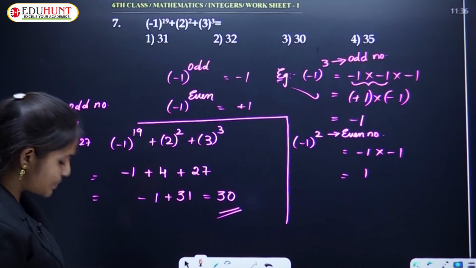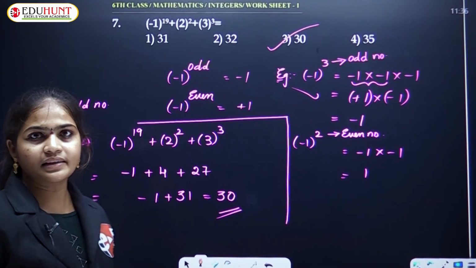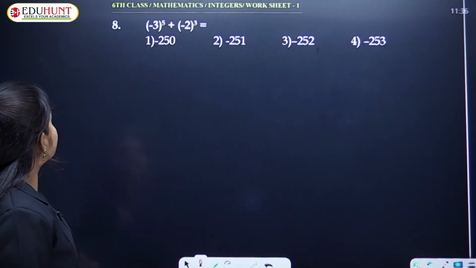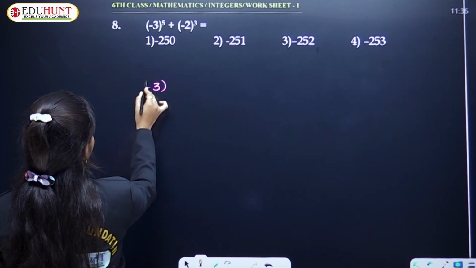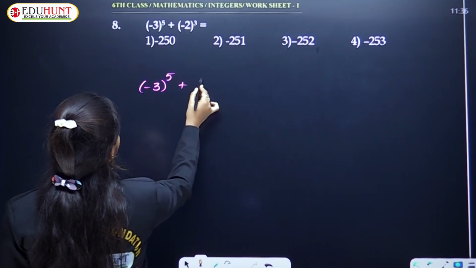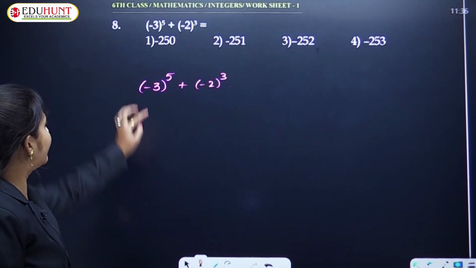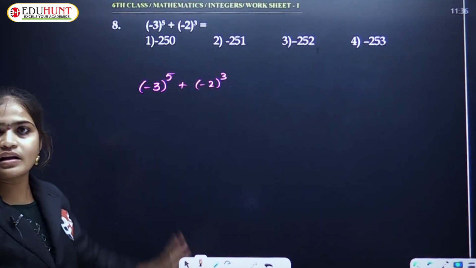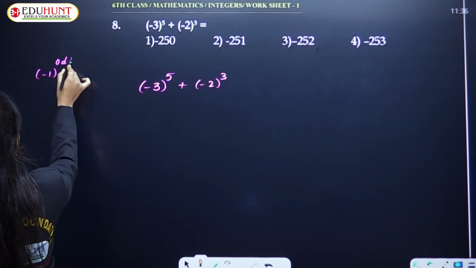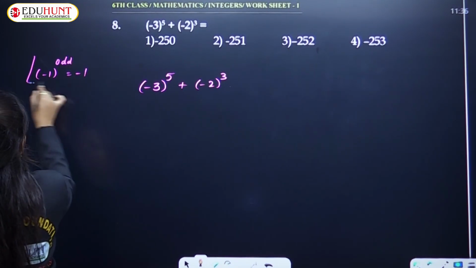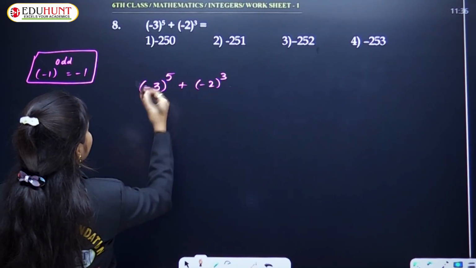Understand? So which option is correct here? Option 3 is correct, that is 30. Am I clear? Yes. Next, the 8th one says minus 3 power 5, just like the previous one, minus 3 power 5 plus minus 2 power 3. Here 5 is odd and 3 is also odd. Already we know that minus 1 power odd means again we will get minus 1 only.